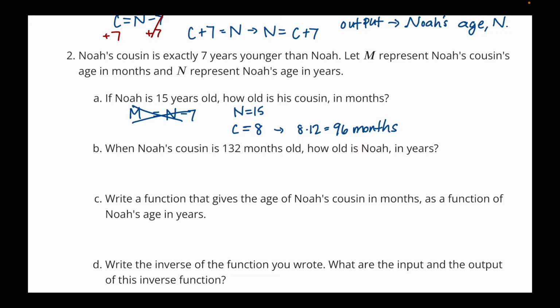So I don't remember if this comes out to a nice number, but we'll check it. So 132, we're going to divide that by 12. Yes, it does. It's 11. I guess I don't know my 11 times 12. So that's going to be 132 divided by 12 equals 11 years old.